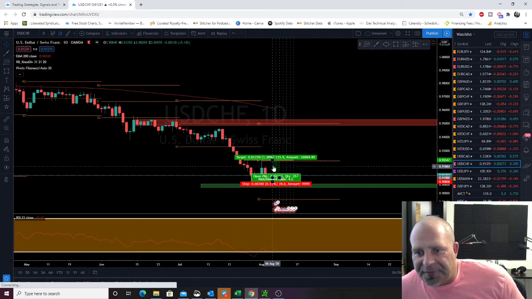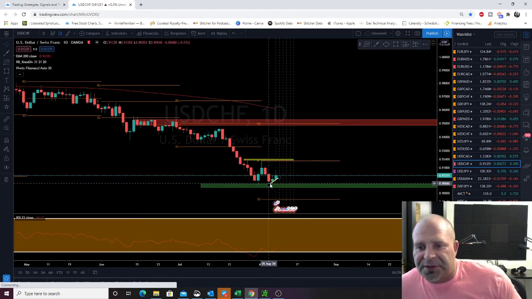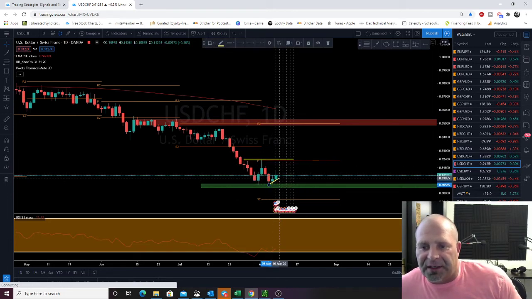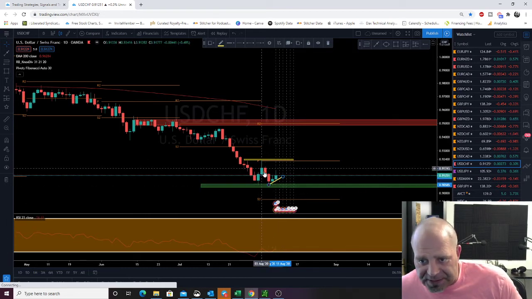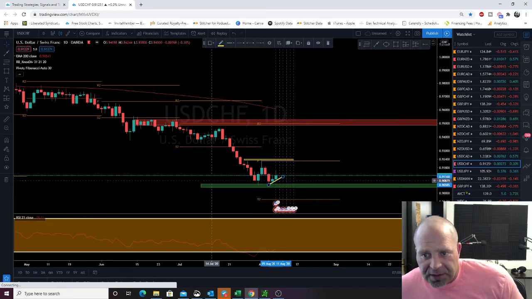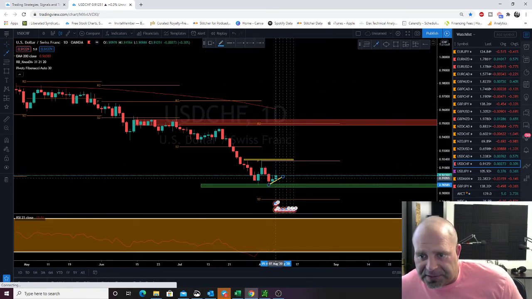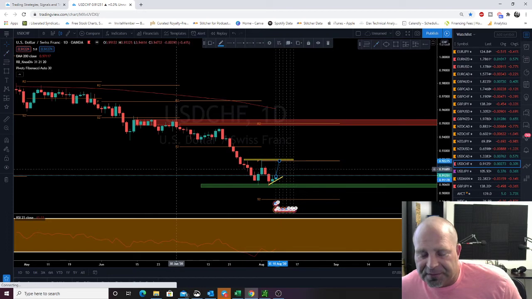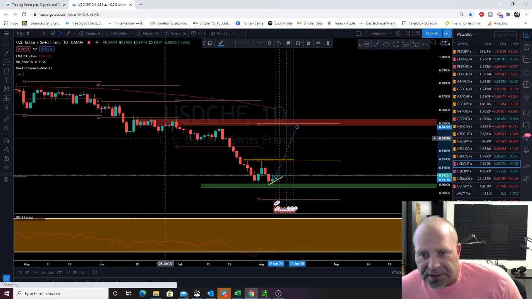USD CHF, again, not as bullish off the bottom. You can see this trend line I have on here looking for that retest. However, you can see we've double bottomed, so that kind of tells me it gives price permission now to come shooting up.